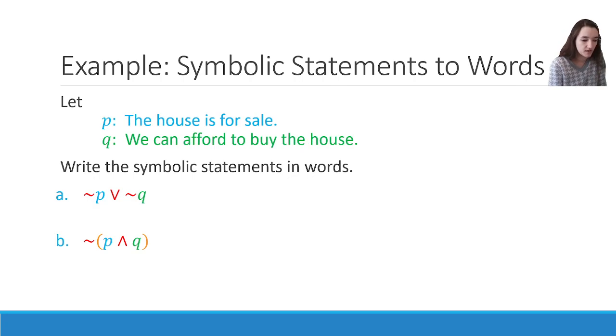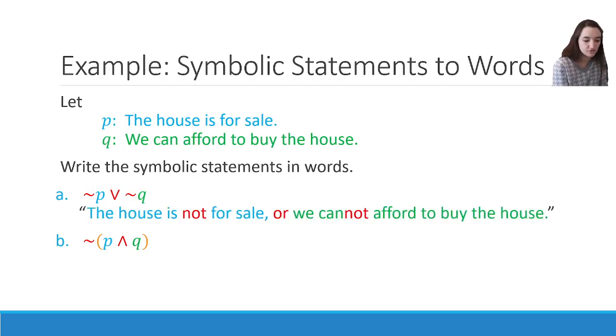So I have negate P or negate Q, right? This is an or. This means not. This means not. So not P means the house is not for sale. And then not Q means we cannot afford to buy the house. And then we want to stick an or between them. So together we get the house is not for sale, or we cannot afford to buy the house. Done. So it's kind of like a direct translation, right? Just plop in those nots where they need to be, put an or between them, and you're done.